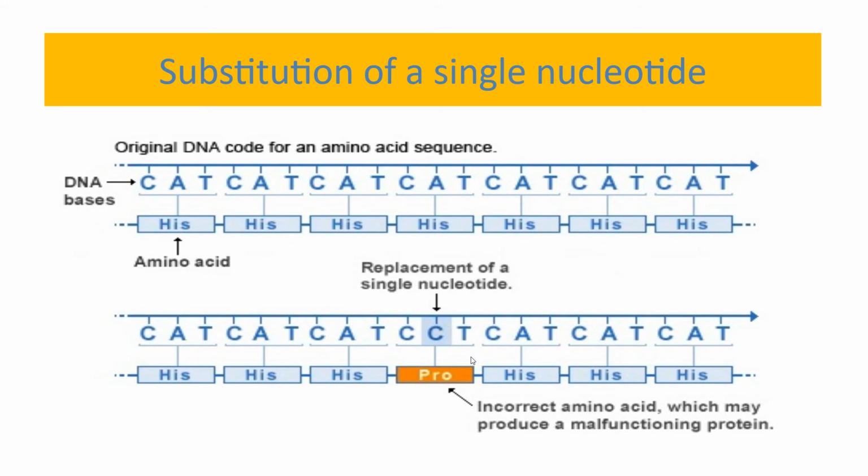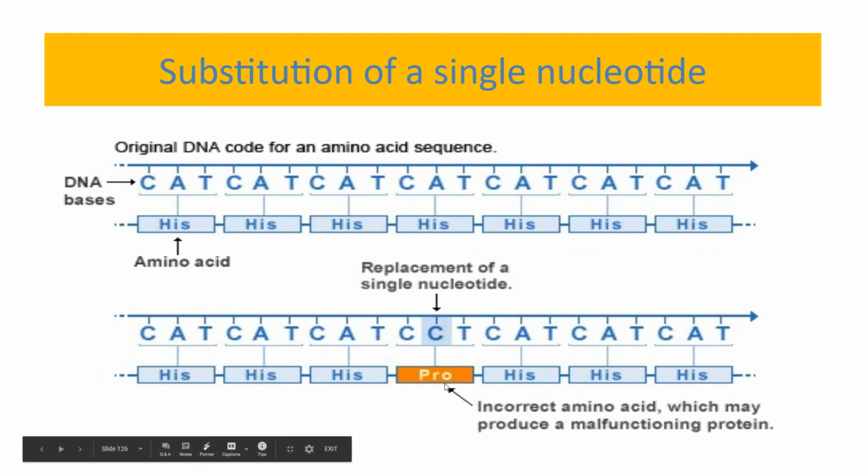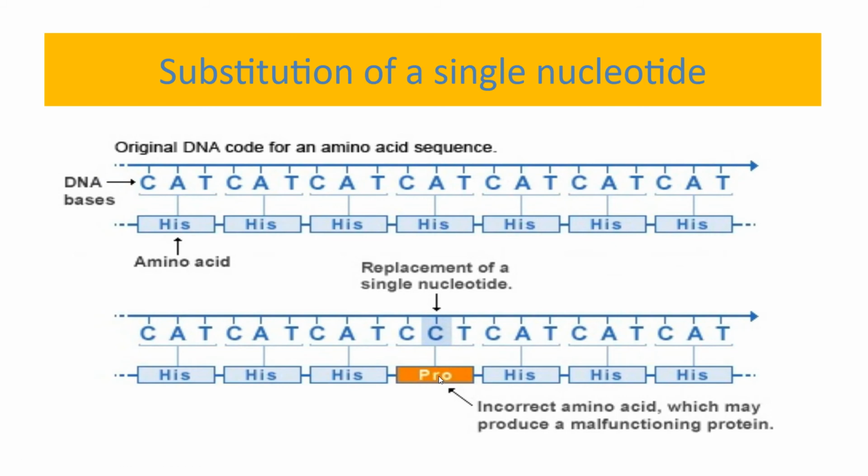Now, if you were to then substitute, say, this base here, this adenine, and it changes to this one, which is cytosine, you can see that this is no longer CAT, this is now CCT, and so this will code for a different amino acid here. And so you can see this is the incorrect amino acid, which may produce a malfunctioning protein. So because one amino acid is changed because of the substitution mutation, it means that the whole protein might malfunction. It might not work properly.